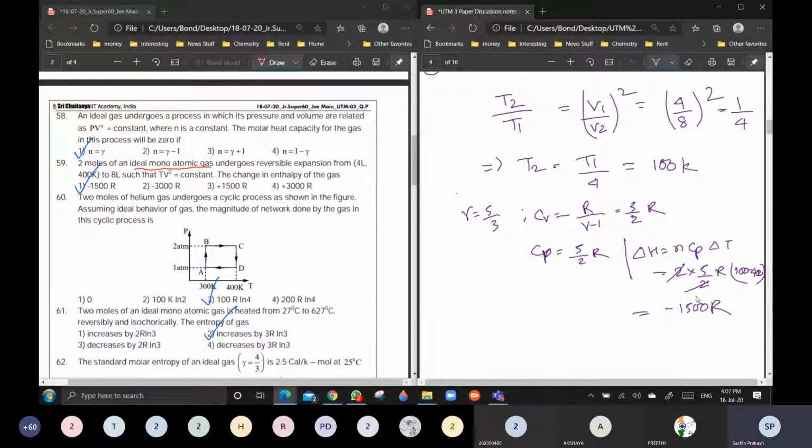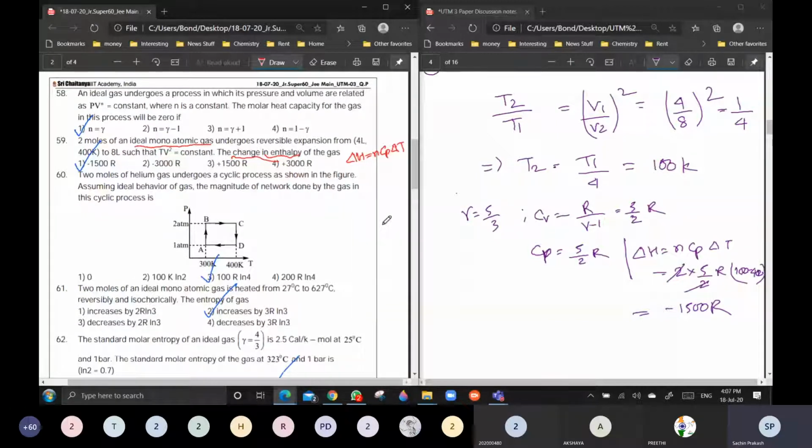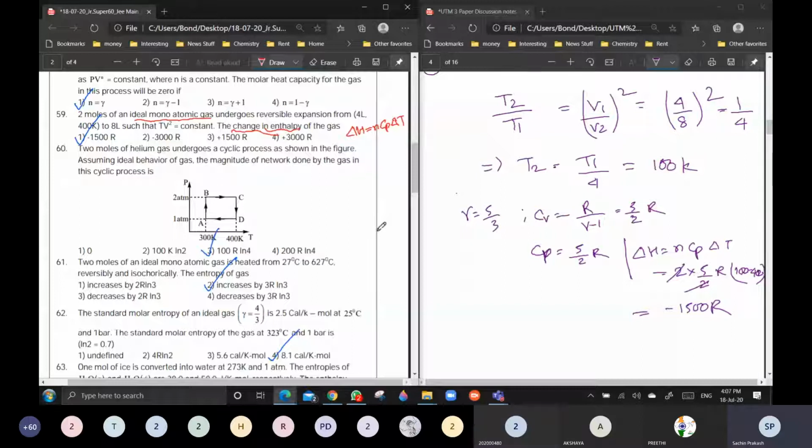Everyone is clear with this? See, enthalpy is always equal to n CP delta T. It doesn't matter which process it is following. Getting my point, everyone? Yes, sir. That is very good. Is there any doubt? Yes or no? Yes, sir.